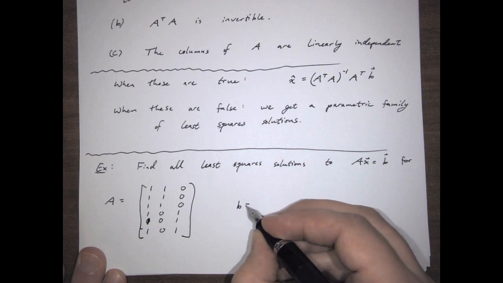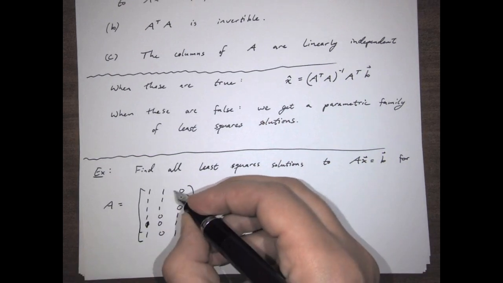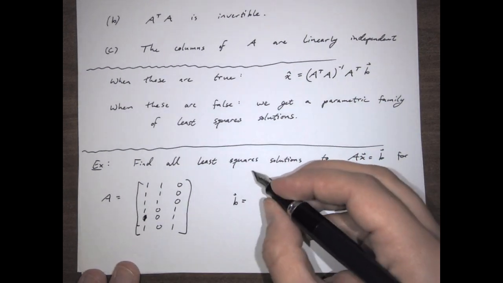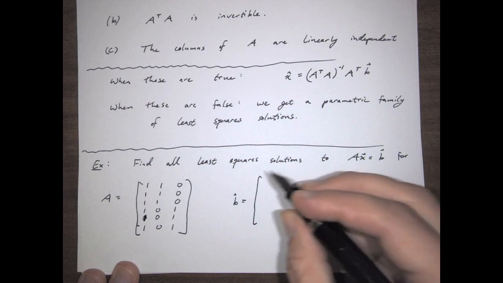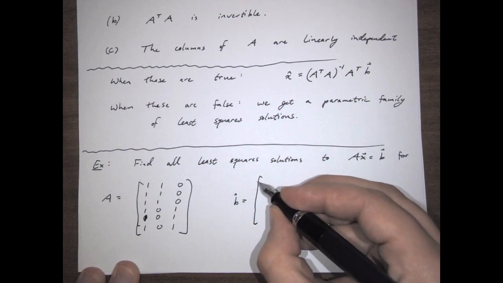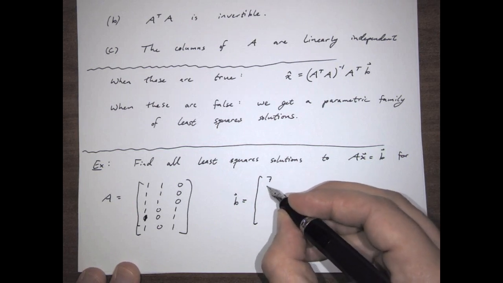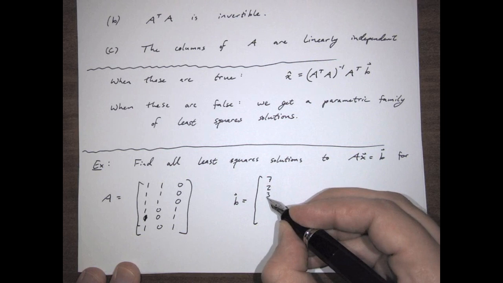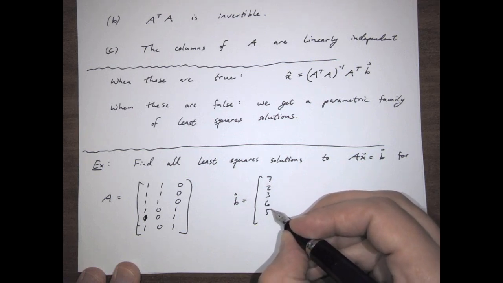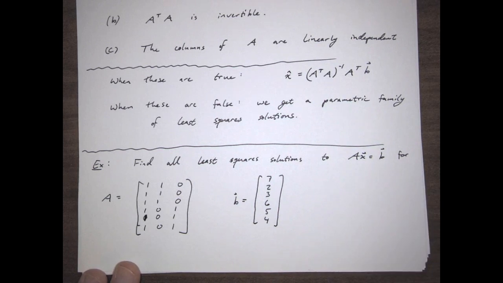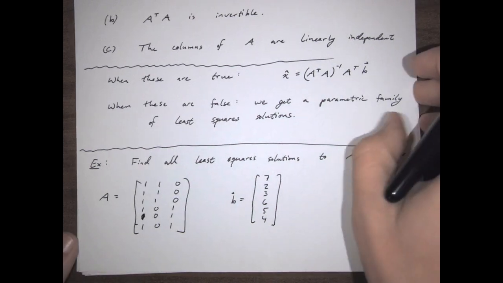And then let's say b, it doesn't matter what b is because we can already tell actually that these columns are not linearly independent. I can easily see that column 2 plus column 3 would equal column 1, but that's just there for the noticing. If we want to do the calculation, we have to work it out, and so we'll need a b. So b is going to be 7, 3, 2, 6, 5, 4. Okay.